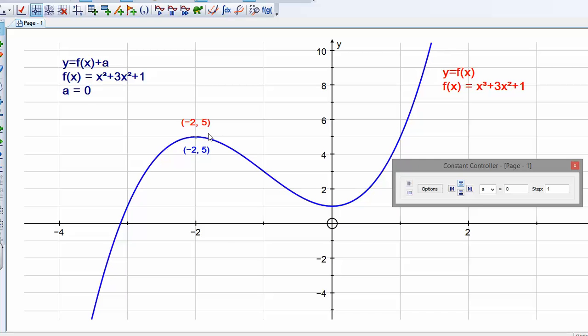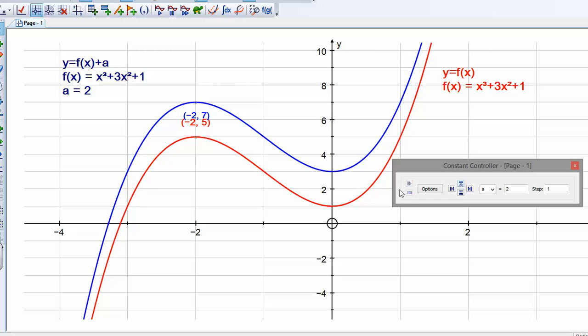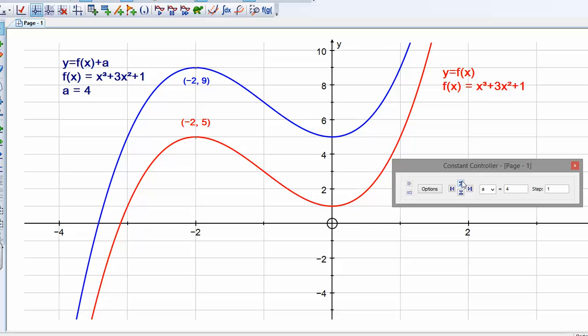Now let's have a look at what happens to a particular point as we change the a value. So we're going to look at this point here, minus 2, 5. Now if I increase a, make a 1, what happens to the coordinate? If I make a 2, we've now got minus 2, 7. If a is 3, we've got minus 2, 8. And then it moves to minus 2, 9. So we can see that when a is 4, we add on 4 to the y coordinate. So it's the y coordinate that's changing each time.